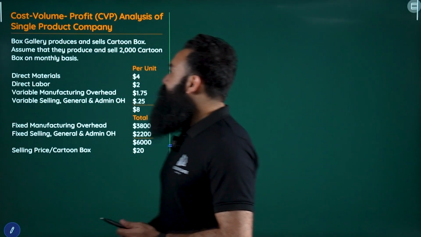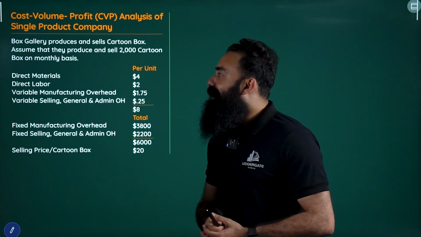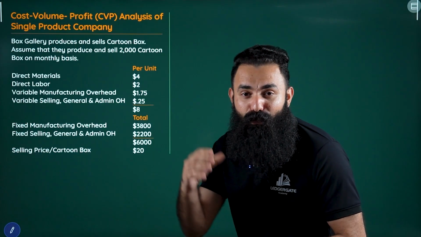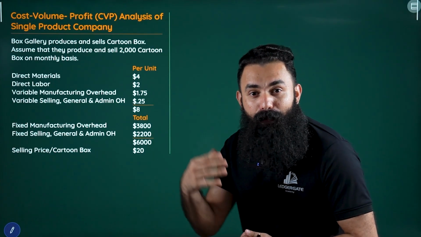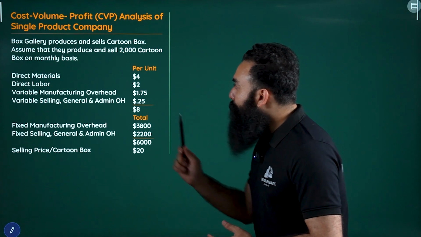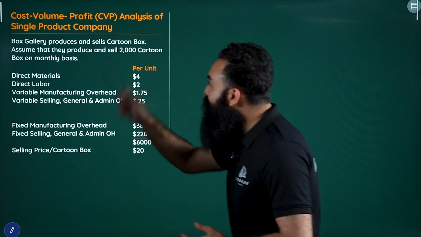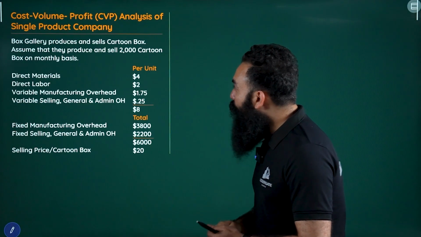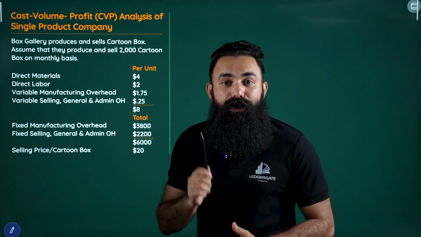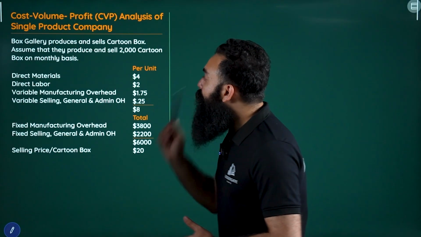Say, for example, we have taken an example of a manufacturing company. Actually, what is their business? Producing and selling carton boxes. The company name is Box Gallery. They produce and sell carton boxes. How many units do they produce and sell? That is 2000 units on a monthly basis.